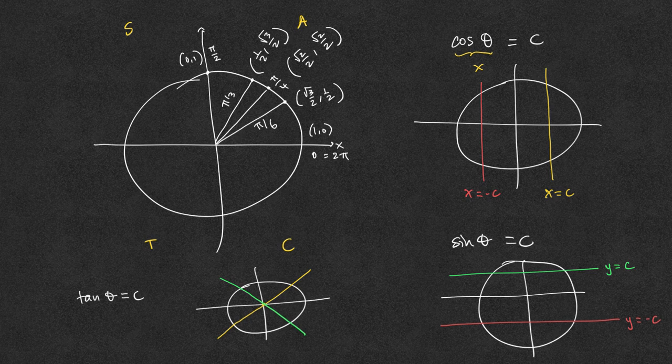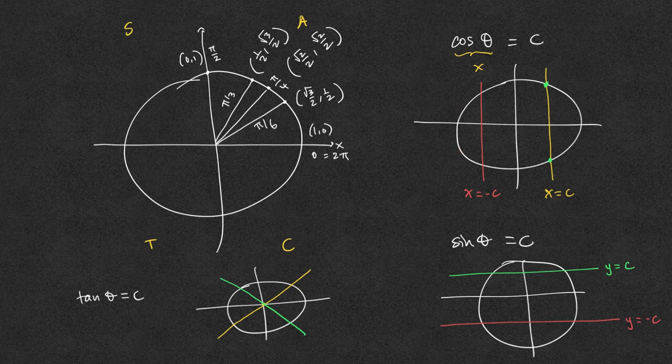For example, if cosine of theta equals c positive, then we know that there are two main or initial solutions in the first and the fourth quadrant. If cosine of theta is negative, then we know that there are two solutions in the second and the third quadrant, unless c is -1, because cosine of theta equals -1 only when theta is pi.